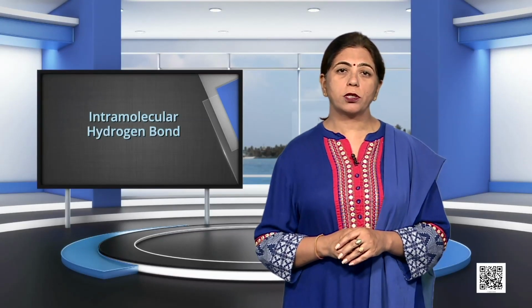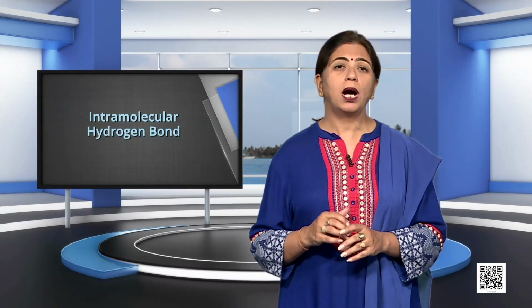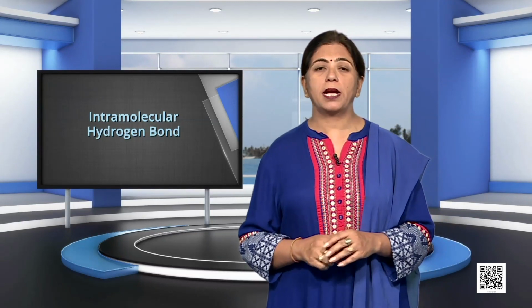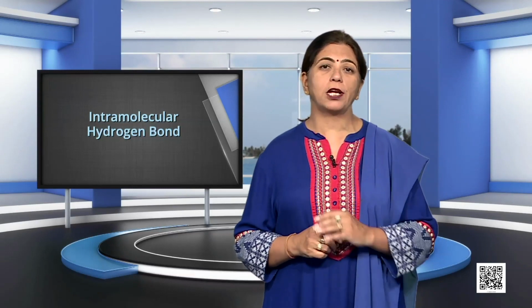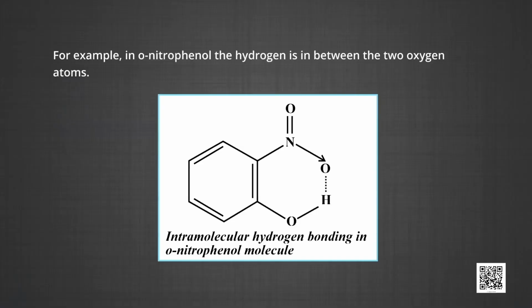Intramolecular hydrogen bond. It is formed when a hydrogen atom is in between two highly electronegative atoms, that is fluorine, oxygen and nitrogen, present within the same molecule. For example, in ortho-nitrophenol, an organic compound, the hydrogen is in between the two oxygen atoms. In the figure, you can see the hydrogen bond within the same molecule.